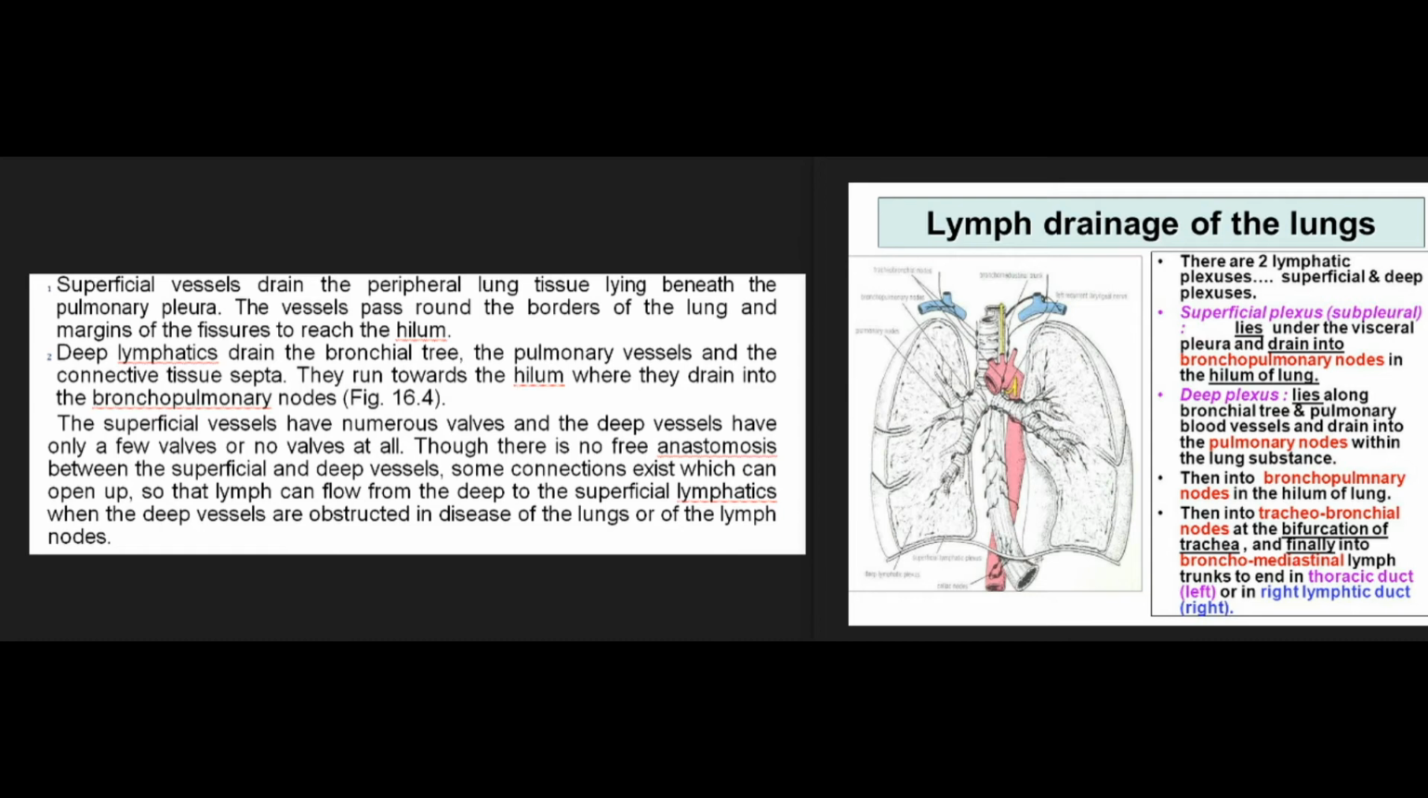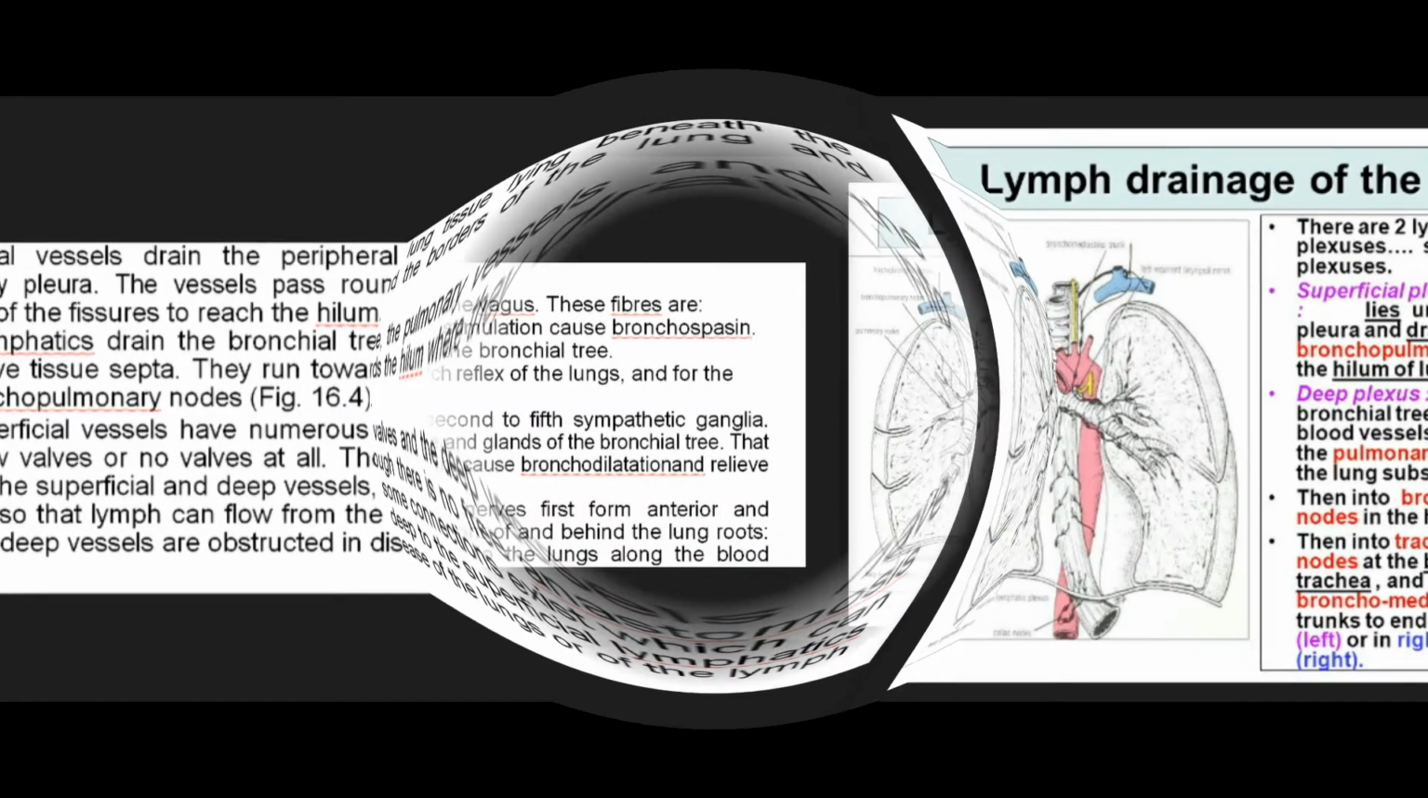The superficial vessels have numerous valves and the deep vessels have only a few valves or no valves at all. Though there is no free anastomosis between the superficial and deep vessels, some connections exist which can open up, so that lymph can flow from the deep to the superficial lymphatics when the deep vessels are obstructed in disease of the lungs or of the lymph nodes.